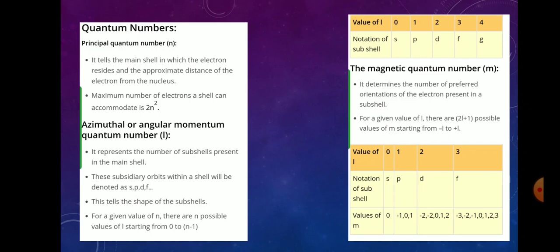For l equal to 0, the notation of the subshell is s. For l equal to 1, the notation of the subshell is p. For l equal to 2, the notation of the subshell is d. For l equal to 3, the notation of the subshell is f. For l equal to 4, the notation of the subshell is g.